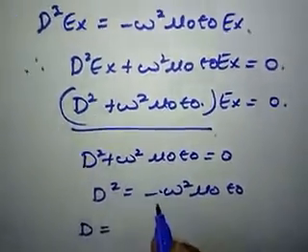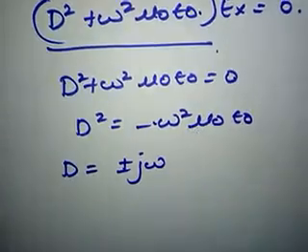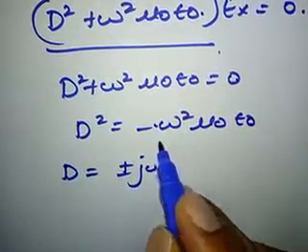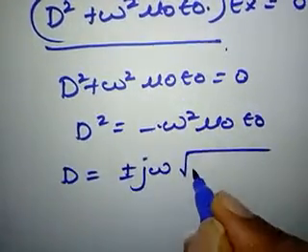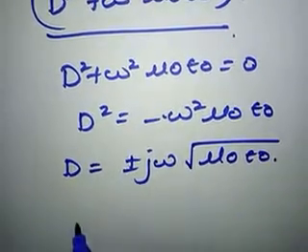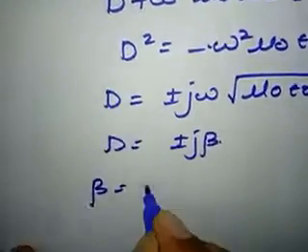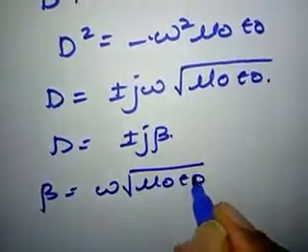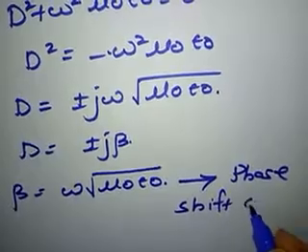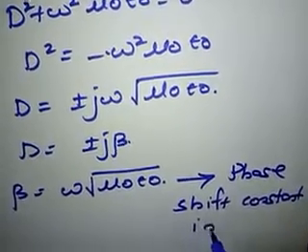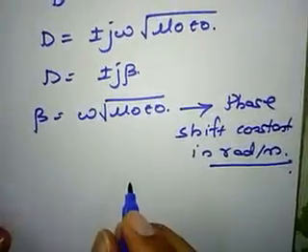So d squared, I can write this as plus or minus j omega, right? Because if I take the square root, the square root of j squared is plus or minus j. So d is equal to plus or minus j omega square root of mu naught epsilon naught, which I can write as plus or minus j beta, where beta is equal to omega square root of mu naught epsilon naught, which is called the phase shift constant, measured in radians per meter.